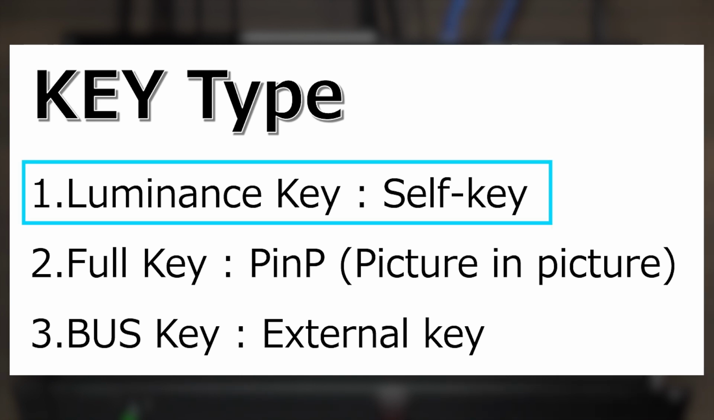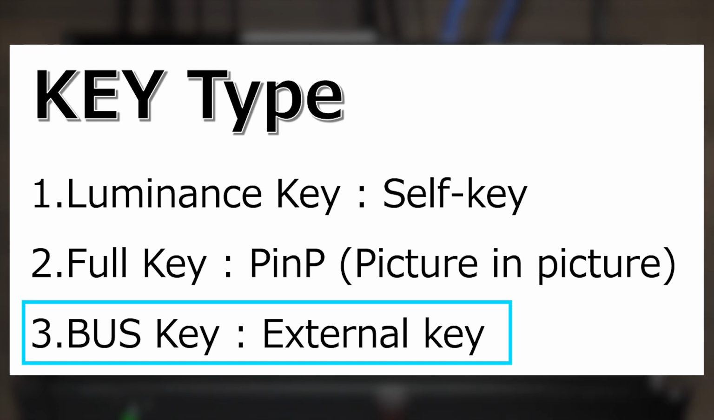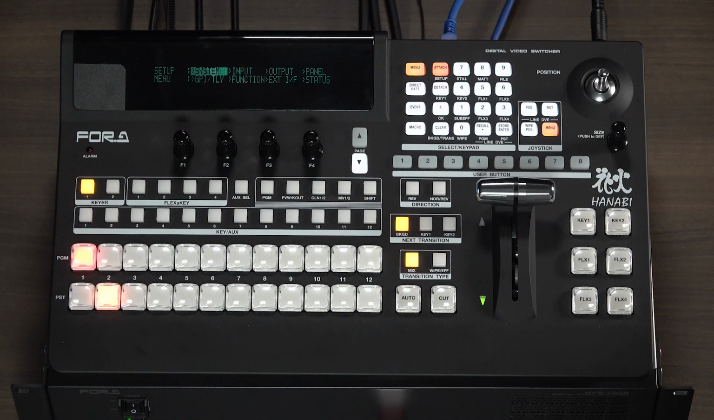The first is the luminance key. This is also called a self-key. The second is a full key. This performs picture-in-picture. The third is a bus key, which is used by inputting a fill key signal from an external source. Next, we will explain key setup.